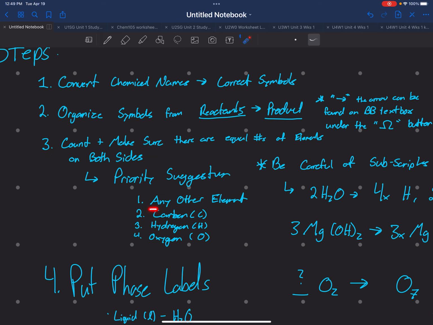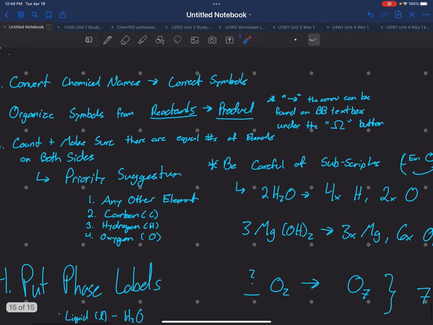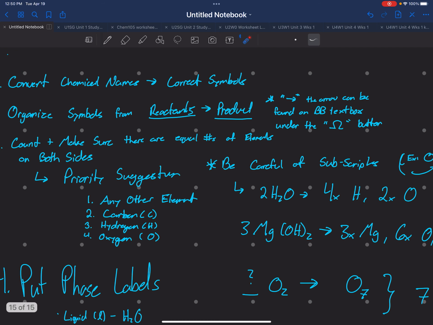First is any other element that's not listed here. So if it's like Na, K, P, S, N, right? Count that one first. Next, carbon if it's there, then hydrogen if it's there, and then oxygen if it's there. And I did make a little note here to be careful of the subscripts, right?